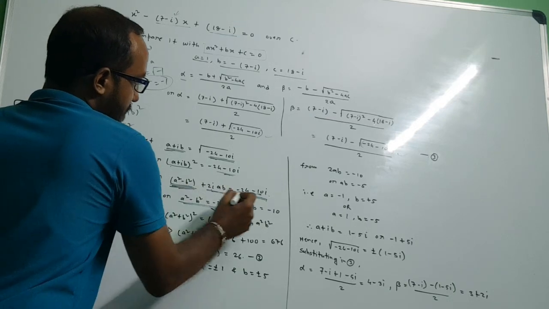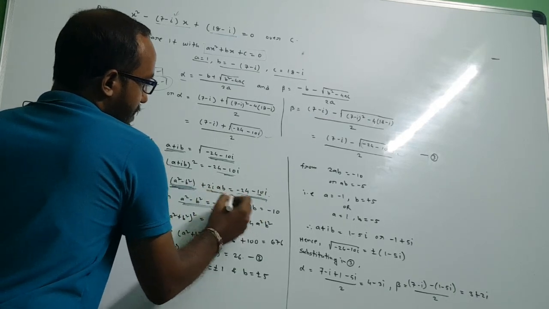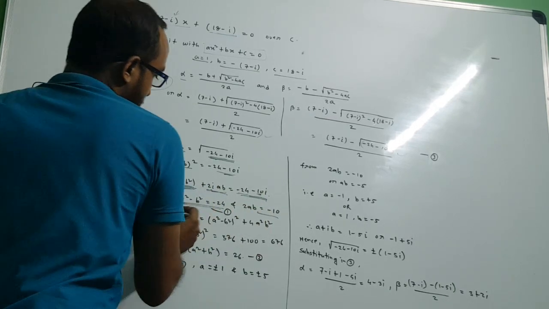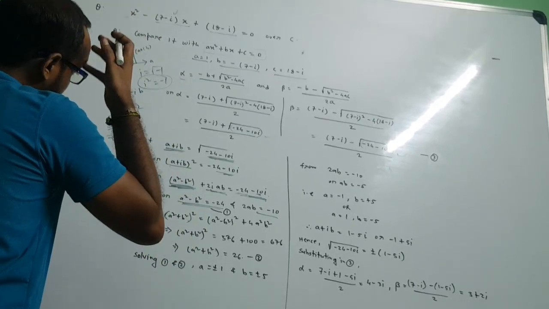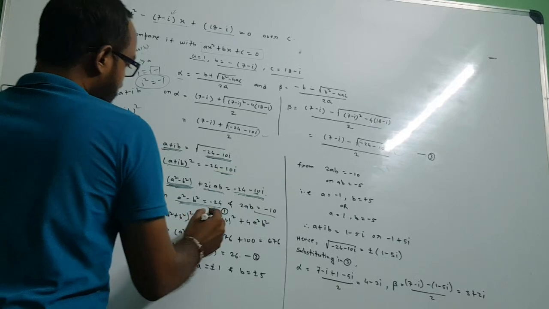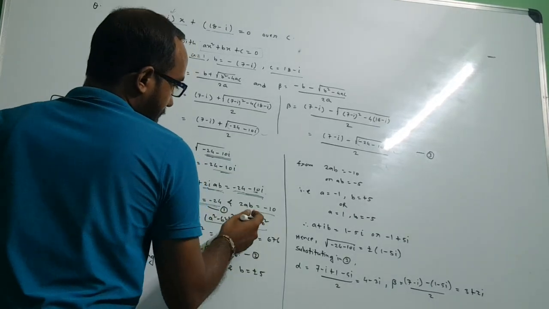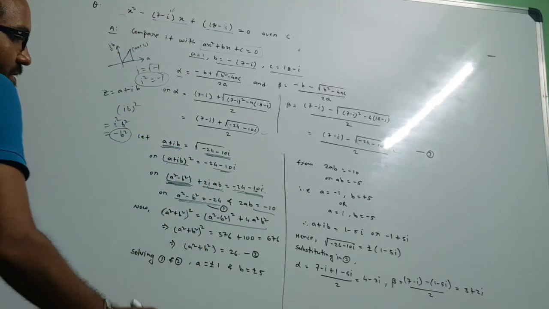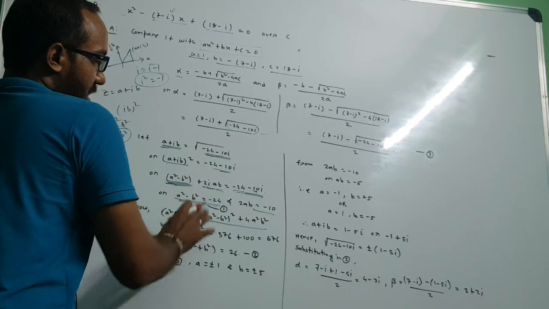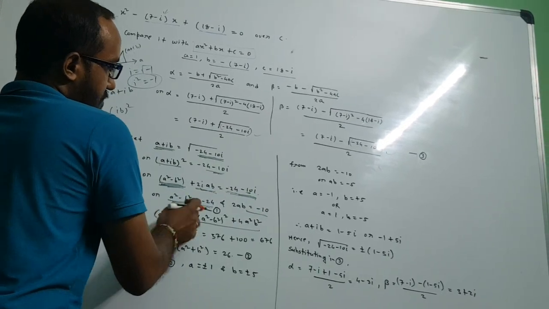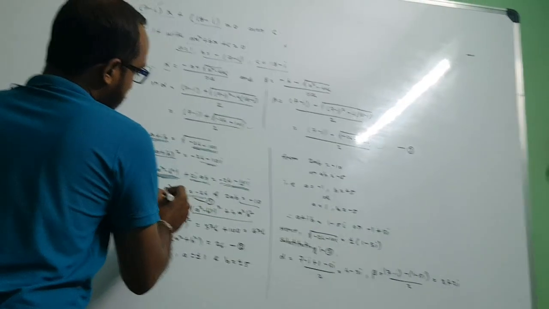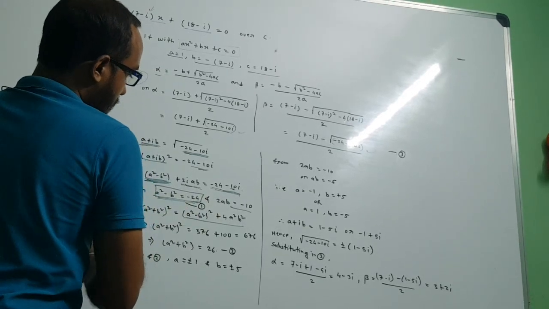So we got a square minus b square as minus 24 and 2ab as minus 10. Now see, we know that if we square a square plus b square whole square, what would it be? It would be a square minus b square whole square plus 4ab. What is the formula of a plus b whole square? a minus b whole square plus 4ab. So a square plus b square whole square would be a square minus b square whole square plus 4a square b square. Now see, we know a square minus b square equals minus 24.